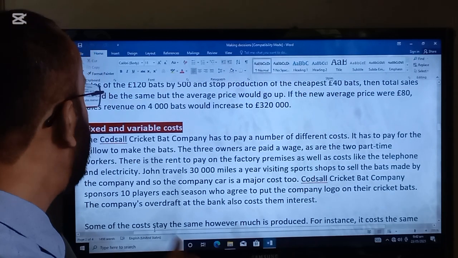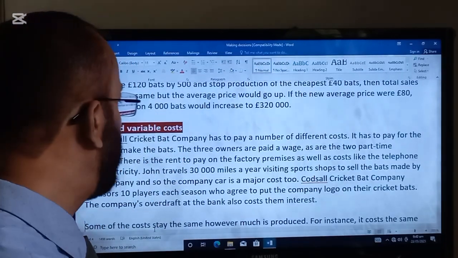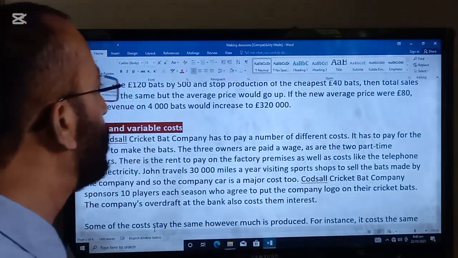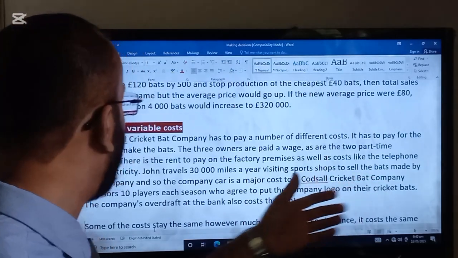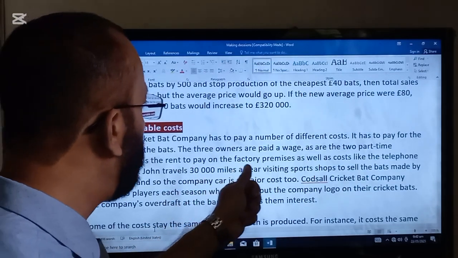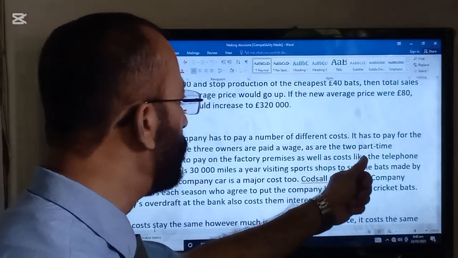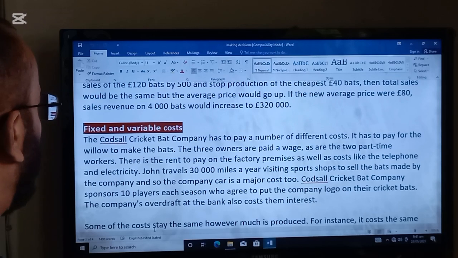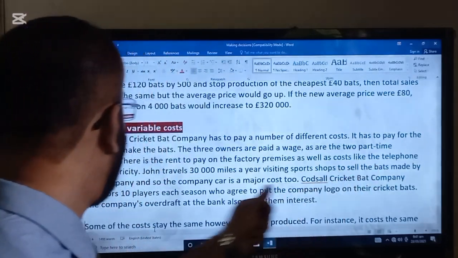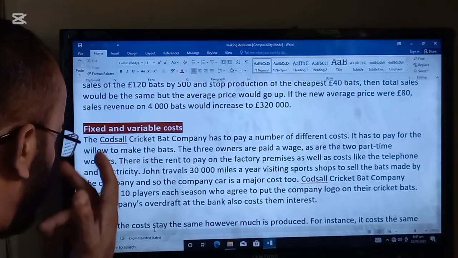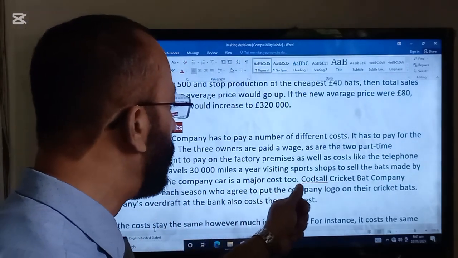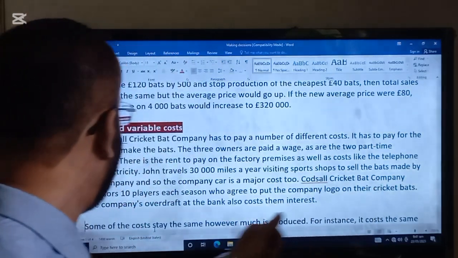Now we are going to read about fixed and variable cost through a case study. The Cotsell Cricket Bat Company has to pay a number of different costs. It has to pay for the willow to make the bats. The three owners are paid a wage, as are the two part-time workers. There is the rent to pay on the factory premises as well as costs like the telephone and electricity. John travels 30,000 miles a year visiting sports shops to sell the bats made by the company.